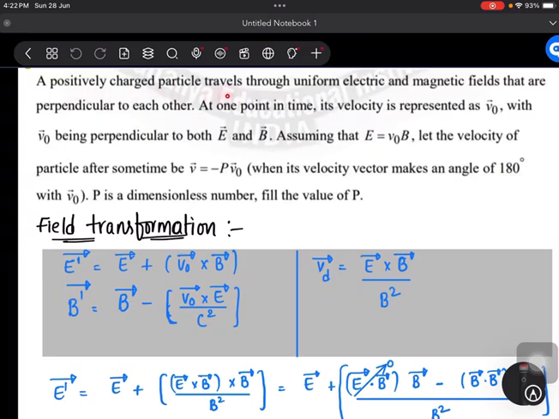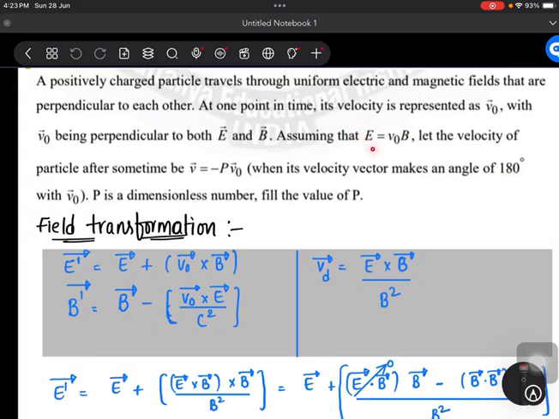A positively charged particle travels through a uniform electric and magnetic field. They are perpendicular to each other. At one point in time, its velocity is represented by V0 bar, with V0 being perpendicular to both E bar and B bar. So the fields are perpendicular to each other and V bar is also perpendicular to these two. So V0 bar, E bar, B bar are mutually perpendicular vectors.